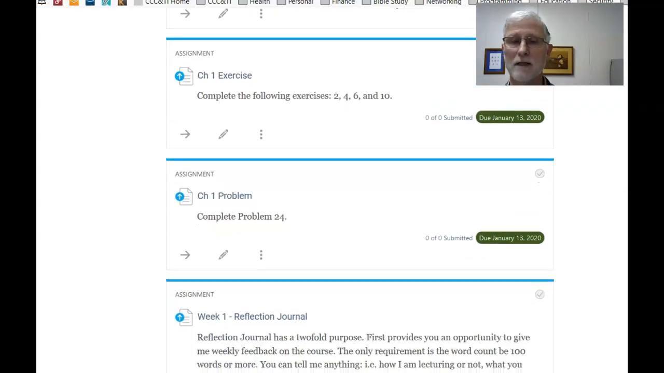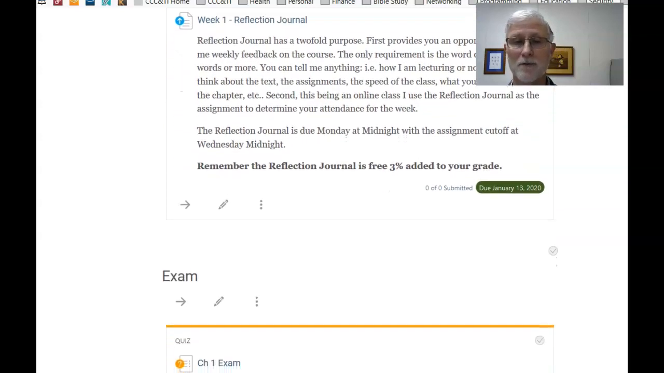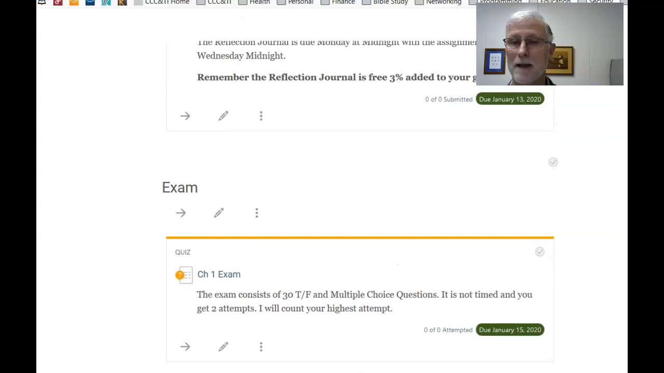And then our weekly reflection journal. This is what I'm using for attendance. If this is not turned in when I take attendance on Thursday, you'll be marked absent. I don't care if you turn in all the assignments, but if you forget this one, you're marked absent. So just keep that in mind. And then your first chapter exam.